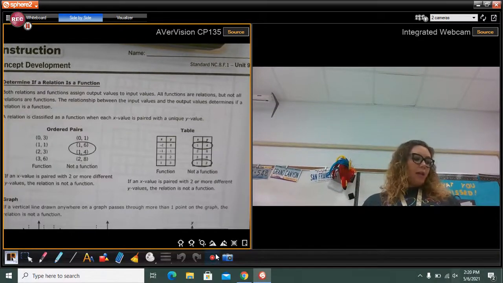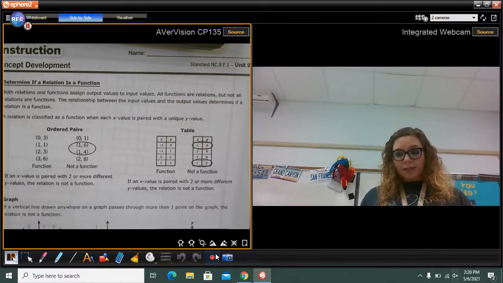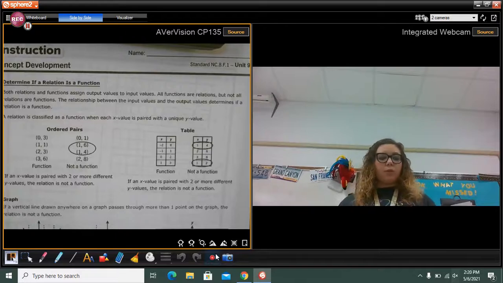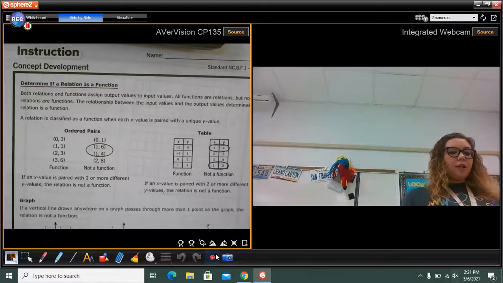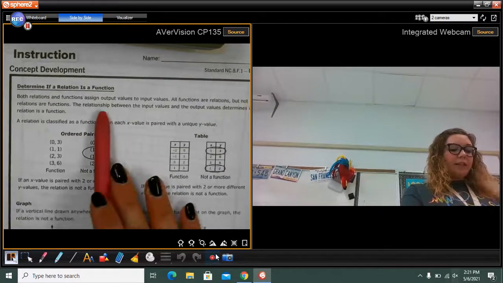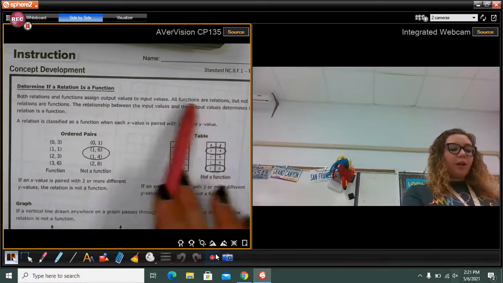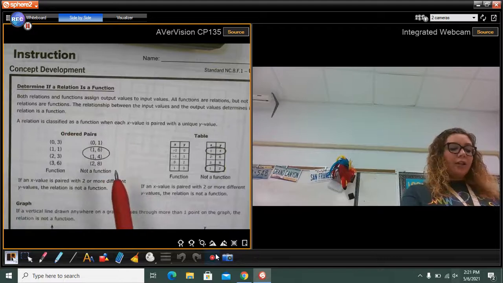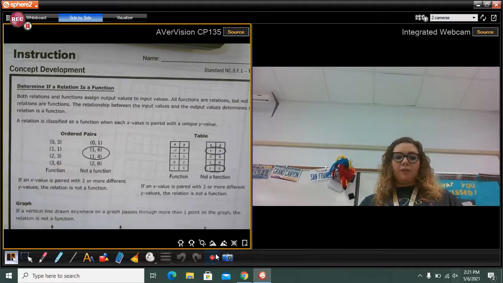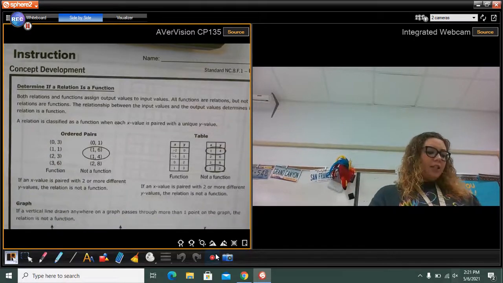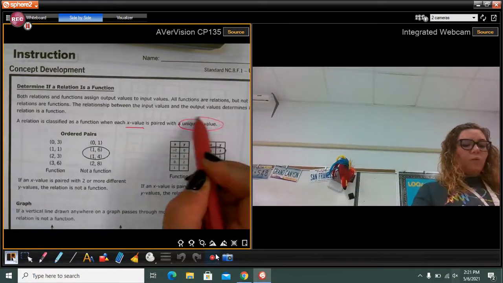I don't know what page we are on, but it's in Canvas, okay, and this is in your workbook. So determine if a relation is a function. Both relations and functions assign output values to input values. All functions are relations, but not all relations are functions. The relationship between the input values and the output values determines if a relation is a function. A relation is classified as a function when each x value is paired with a unique y value.